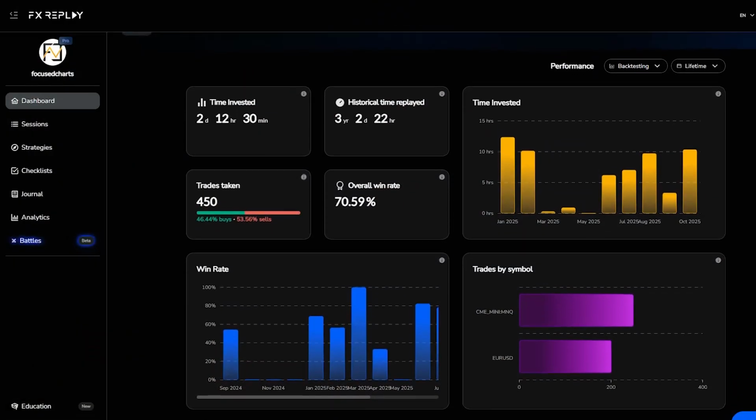I've been using FX Replay through my whole trading journey, and I'm still using it today. It's simple, reliable, and does exactly what I need. Of course, there are plenty of other tools out there, some with more features or different interfaces. FX Replay has always been my go-to, and I've never had a reason to switch.